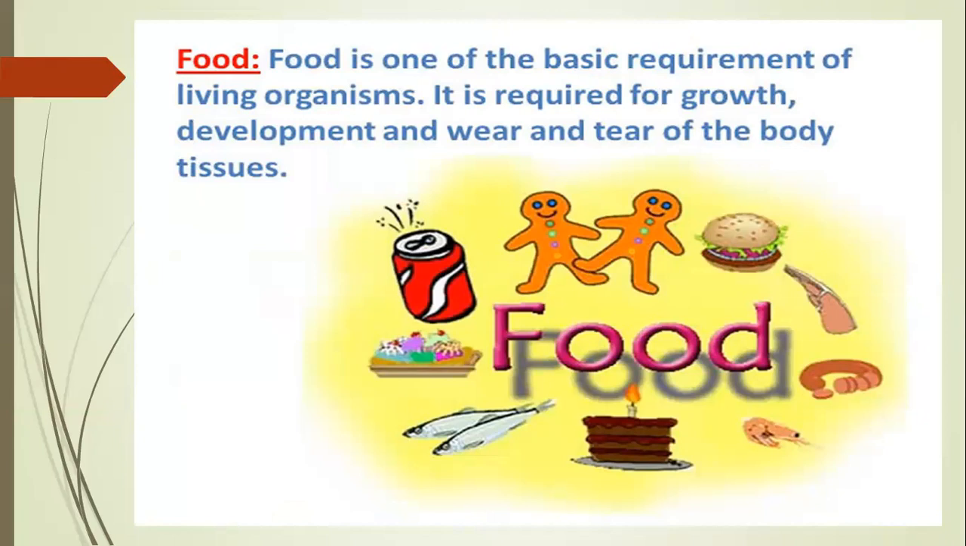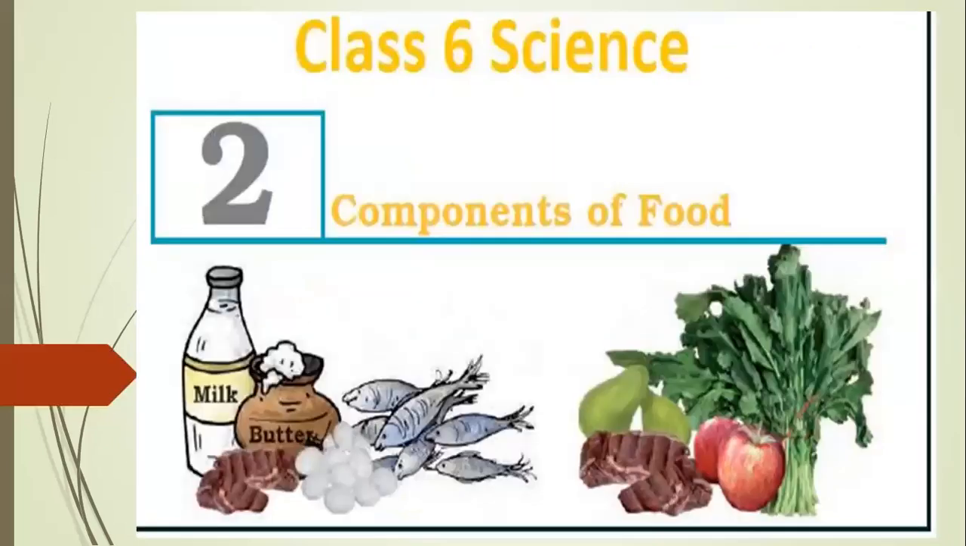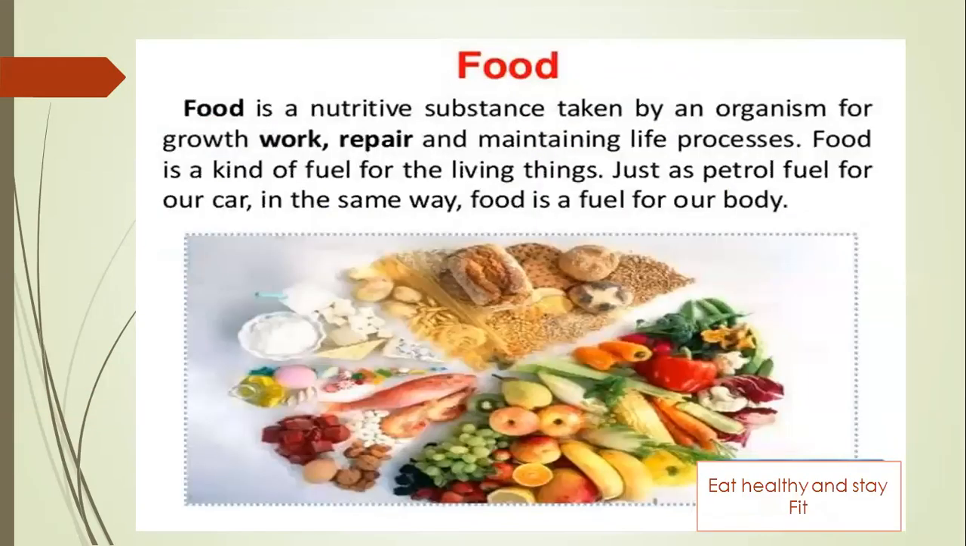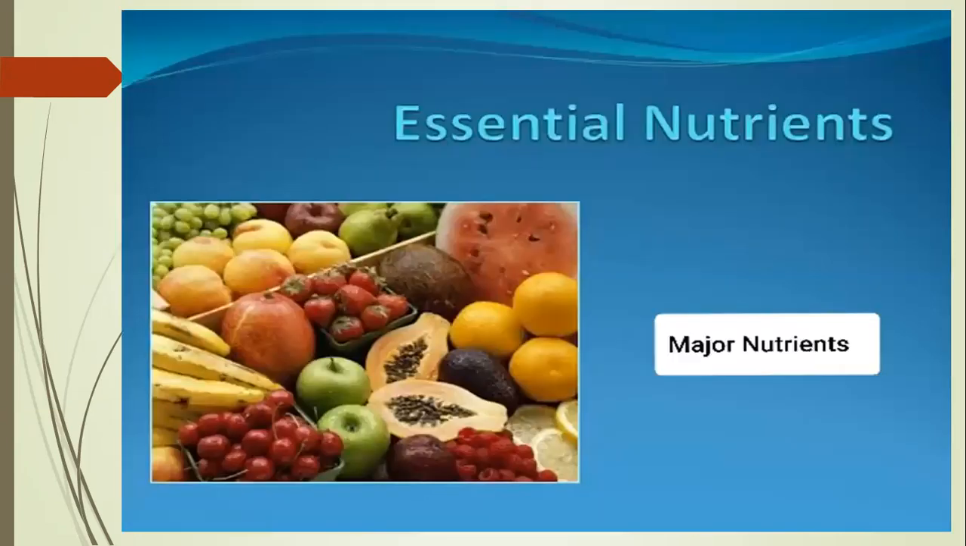We will learn that selection of the right food makes a balanced meal, that is a proper diet. Also, food is a nutritive substance taken by an organism for repairing and maintenance of the life processes. We can eat food raw or cooked. Just as petrol is fuel for our car, in the same way food is fuel for our body.